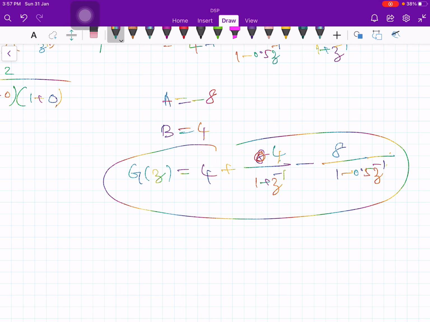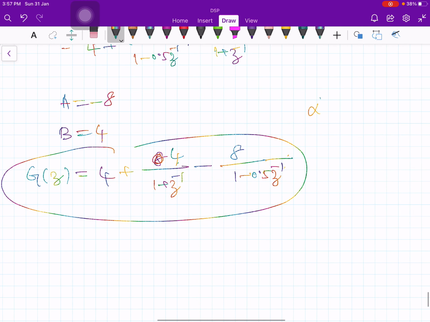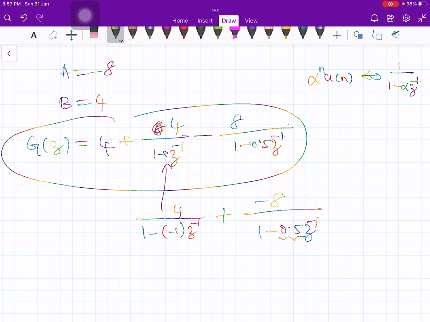I have simple poles. So we know the formula: alpha to the n u of n has the z transform of 1 divided by 1 minus alpha times z to the minus 1. So here what is the alpha value? 4 divided by 1 minus minus 1 times z inverse, plus minus 8 divided by 1 minus 0.5 z inverse. This is my alpha here, and 4 becomes 4 times del of n, no problem. And this also you can use the standard formula.